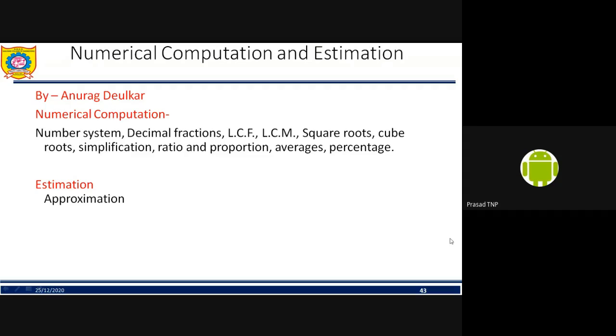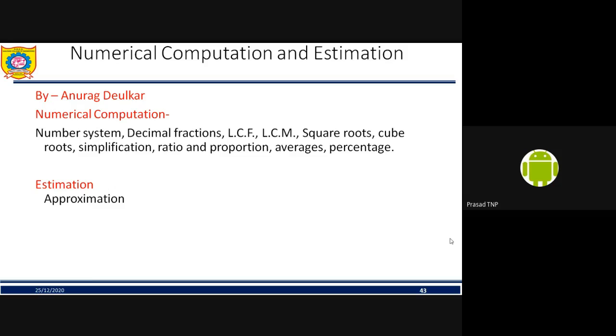So, our today's topic is numerical computation and estimation. Under numerical computation, what is the possibility of the questions? We will get the questions over number system, decimal fractions, LCM, HCF, square roots, cube roots, then simplification, mathematical simplification, ratio and proportion, averages, and percentage.